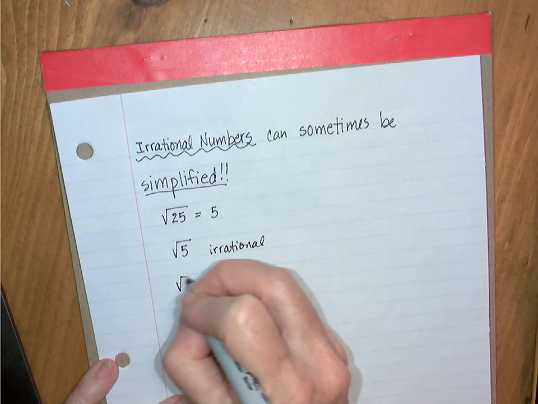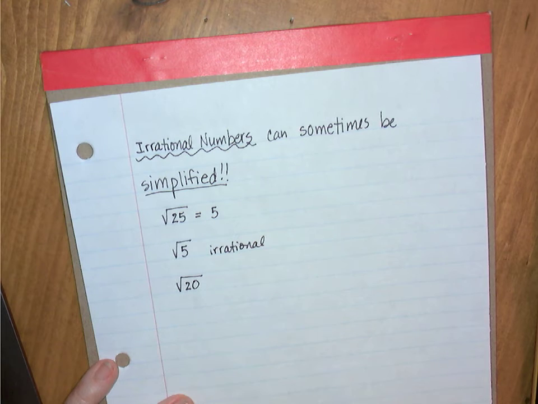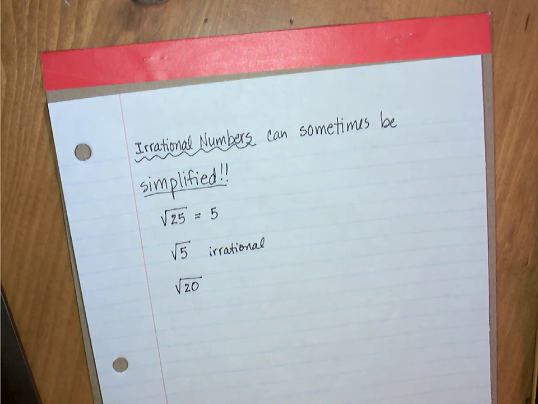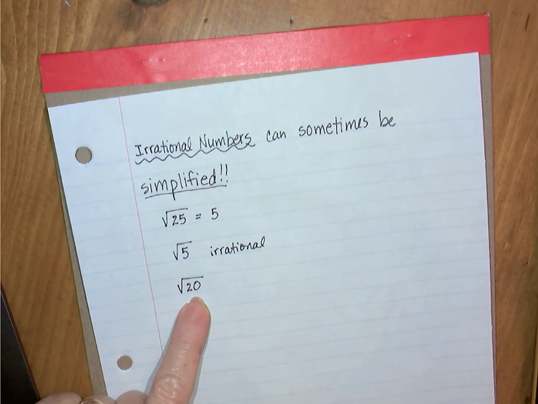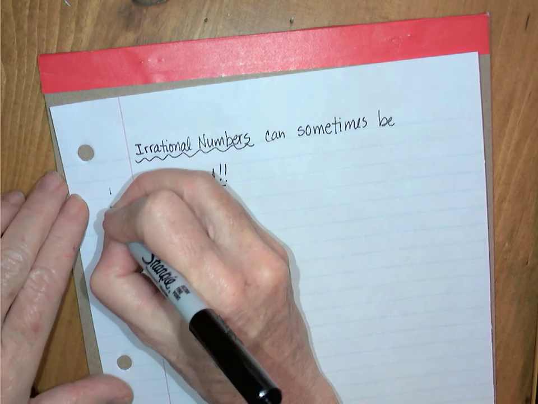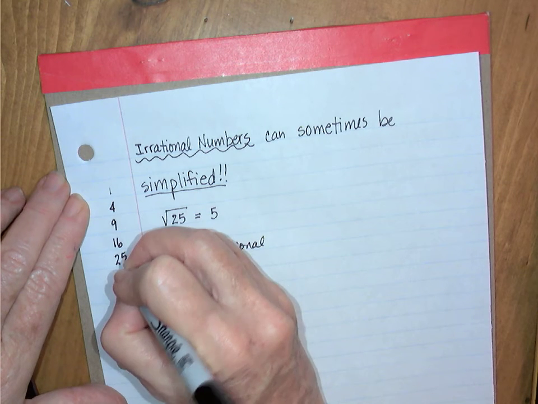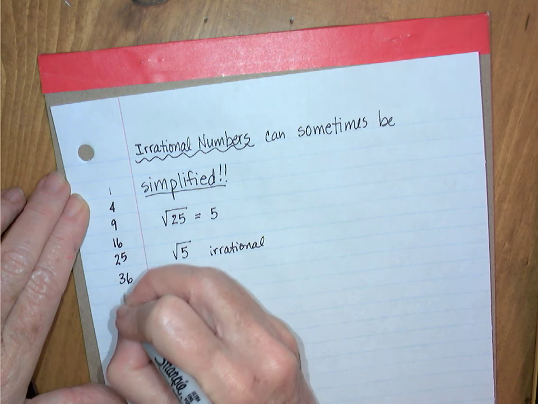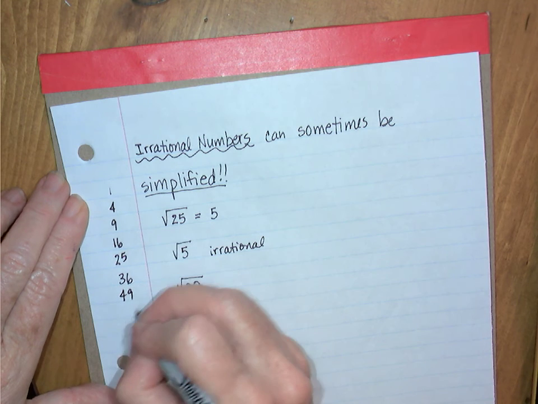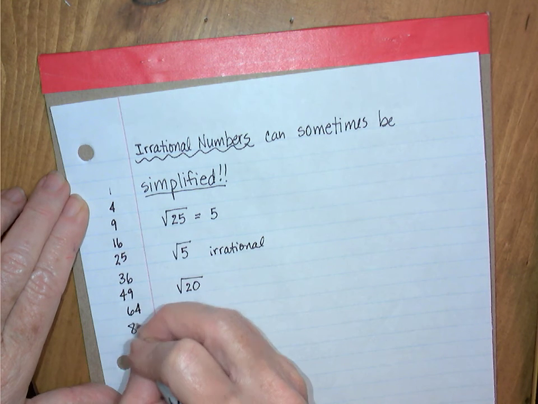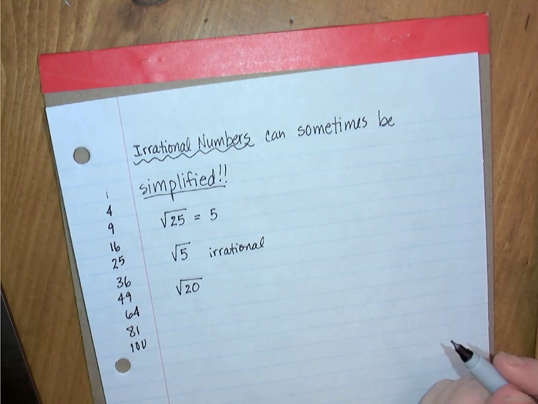So is the square root of 20. I don't know any number whose square is 20. However, I know a number that goes into 20. That's a perfect square, right? 4. So it's kind of a good idea to know these: 9, 16, 25, right? So these perfect squares, 49, 64, right? So it's a good idea to know these perfect squares.